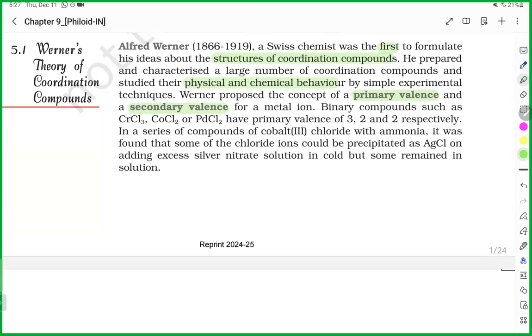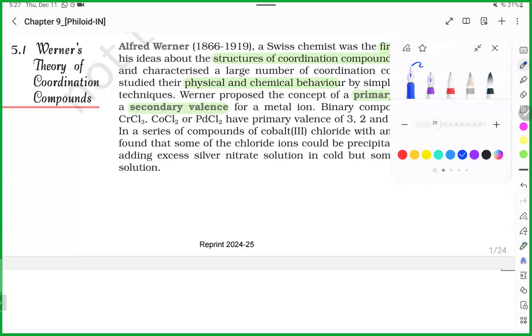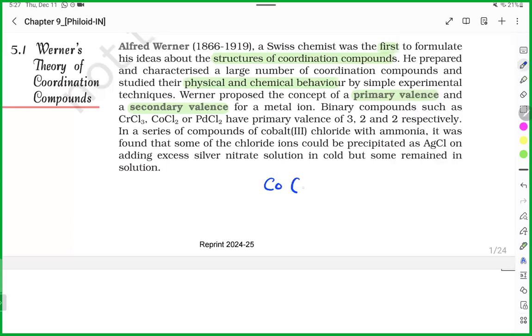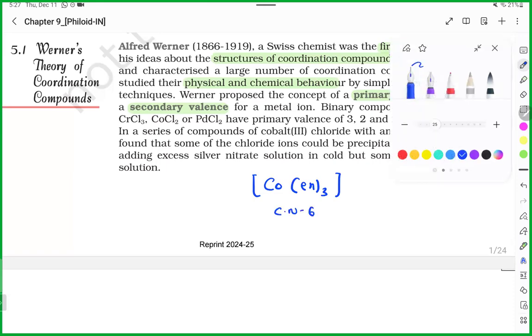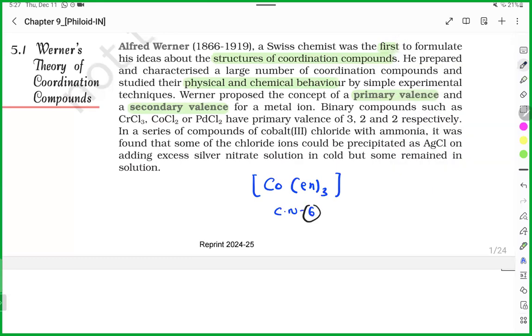Example, if you take cobalt, cobalt can have en 3. It looks like the coordination number is 3, right? Yes. But actually the coordination number in this case is 6. How do I know? Because this en is didentate.